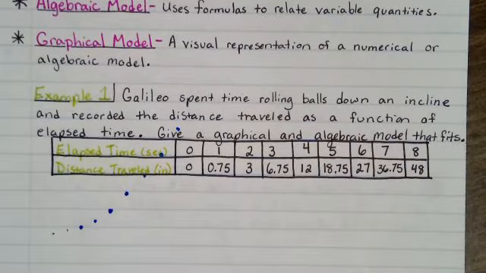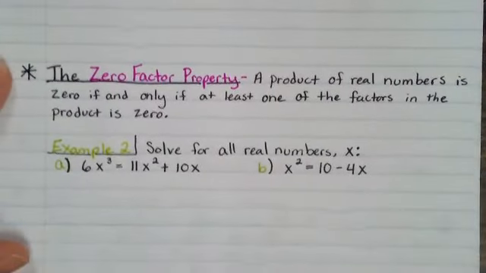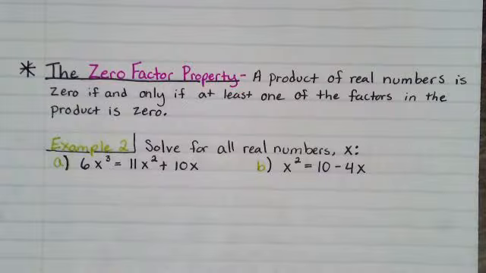Okay, so we have another set of notes I want you to get. Now, guys, this is common sense logic, the zero factor property. What it says is if you have a product of real numbers and that product is zero, that means that one of the factors has to be zero. So if you have something times something equals zero, one of those somethings has to be zero.